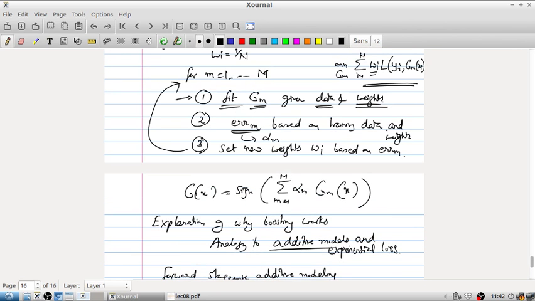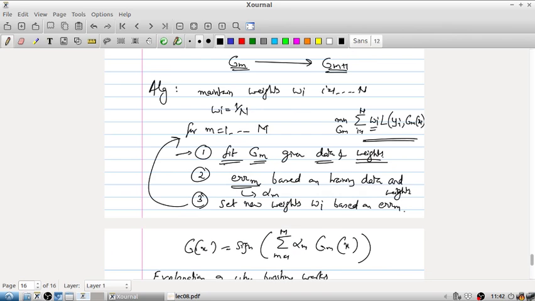But there's still one piece of incompatibility, which is fitting G_m given data and weights. I didn't really specify how you fit that. If it's a decision tree, you can choose your node impurity function and do whatever. So there's still a fair degree of freedom with Adaboost. It's not completely explained by forward stage-wise additive modeling and exponential loss, because here your choice of loss can be arbitrary. So it's still a very difficult algorithm to reason about.